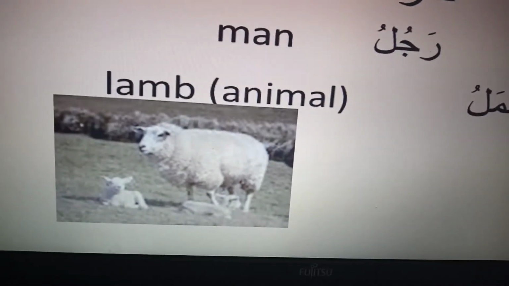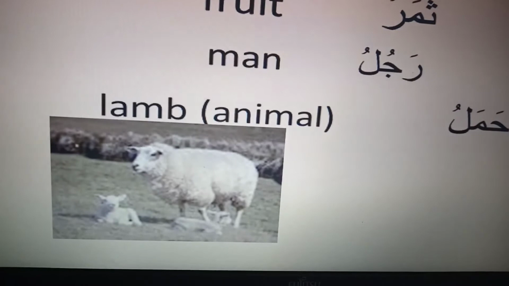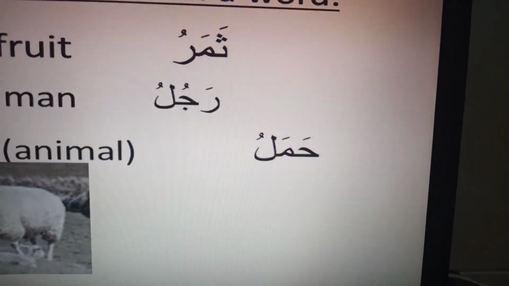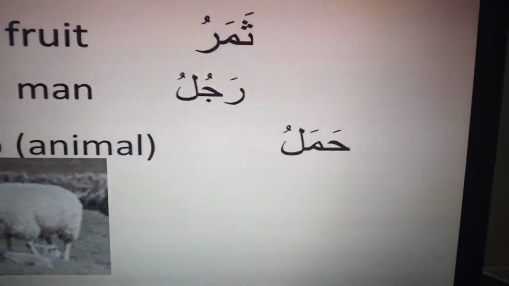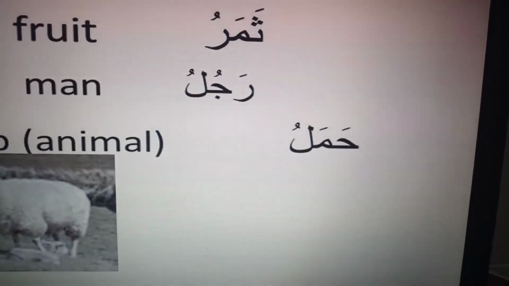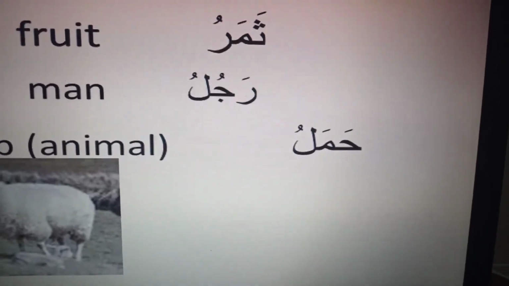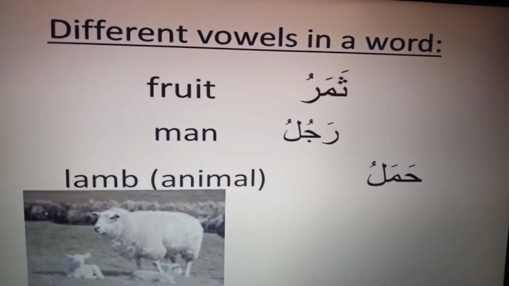The third example here: lamb is an animal, like a sheep. And this is a picture of it, so that for illustration, you remember the word. So hamalu is pronounced like that: the first letter is pronounced as ha, and mim, the second letter, is pronounced as me, and lam, the third letter, is pronounced as lu. So it becomes like that: ha, me, lu, hamalu. So thamaru, ragulu, hamalu.